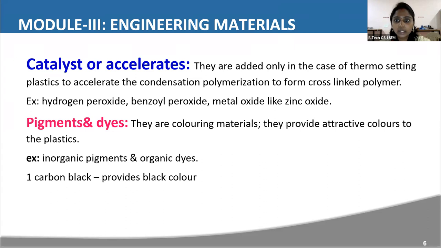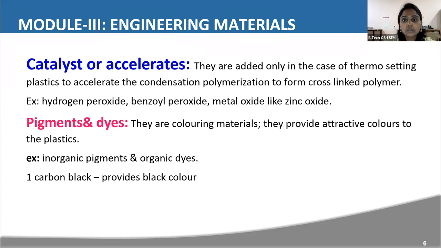So, they are added only in the case of thermosetting plastics to accelerate the condensation polymerization to form cross-linked polymers. Example, hydrogen peroxide, benzoyl peroxide, metal oxide like zinc oxide. Can anyone give some more examples of catalyst? So first of all, you have to know the use of catalyst: to speed up the reaction without itself being consumed.